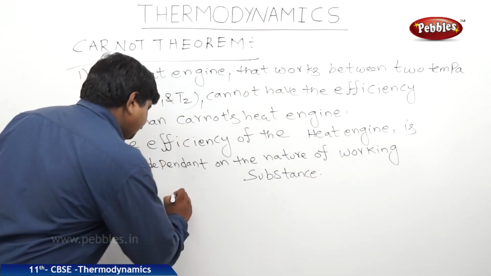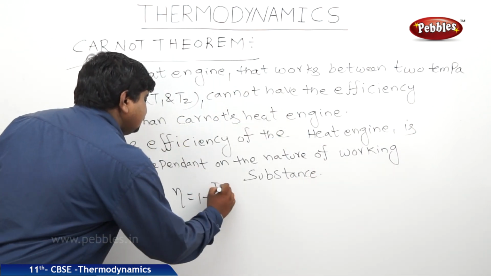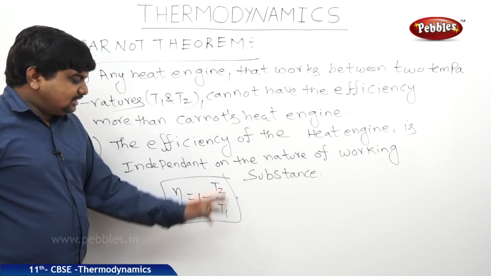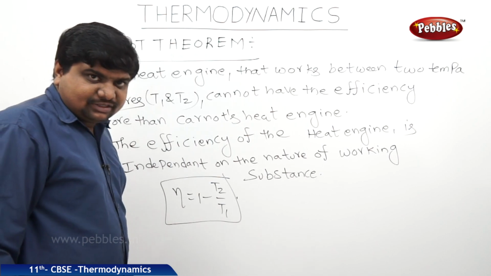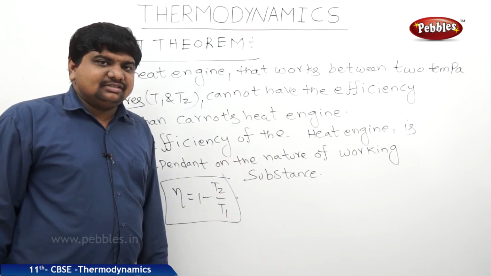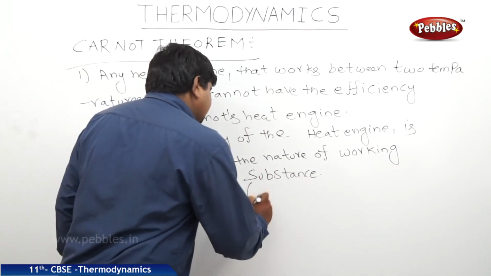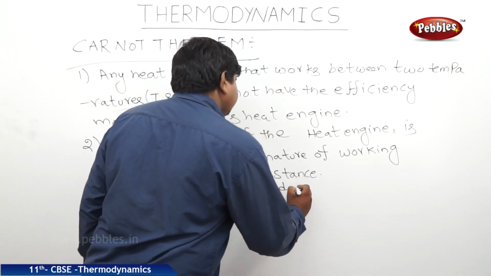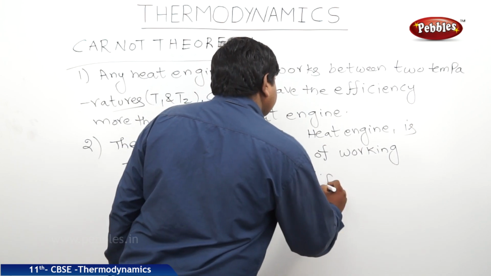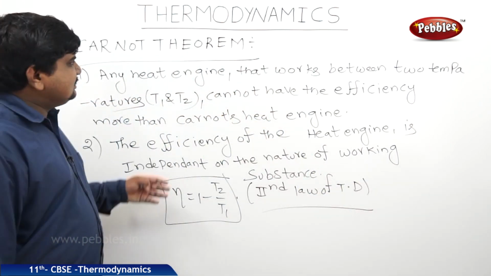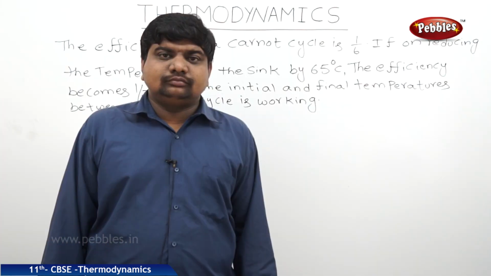That's why in the formula we have written 1 minus T2 by T1, where T1 and T2 are the temperatures of source and sink respectively. So it is independent of the nature of the working substance. If these two laws are violated, they are violating the second law of thermodynamics. So this won't happen again and again. That's why these engines are designed like that.